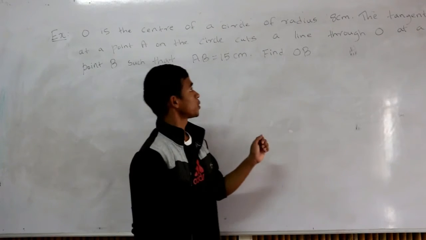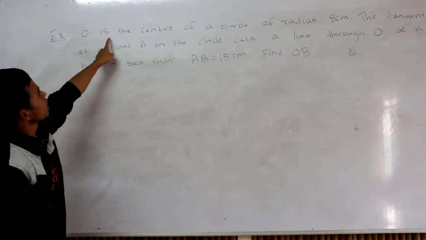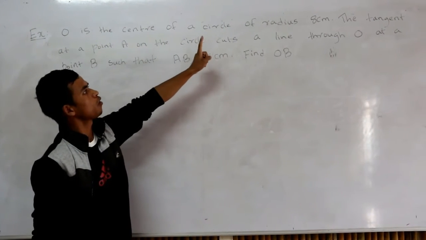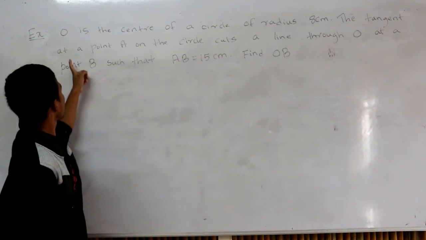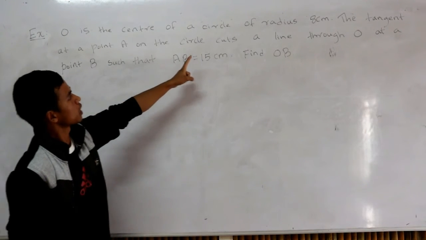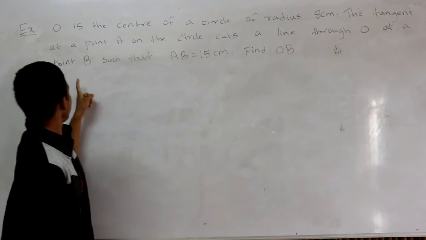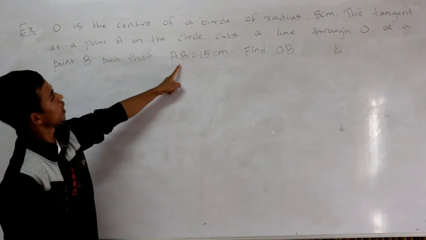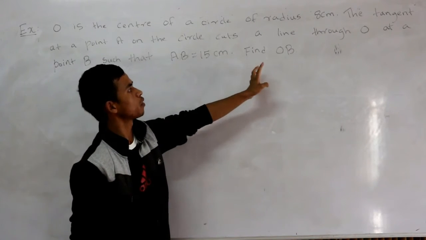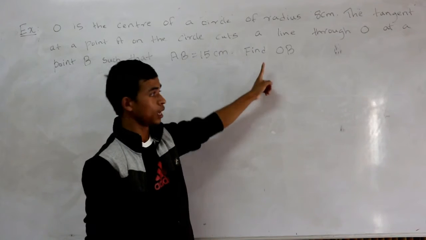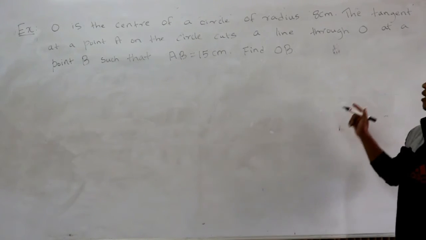Now let us do this one problem, which states that O is the center of a circle of radius 8 centimeters. The tangent at a point A on the circle cuts a line through O at a point B such that AB is 15 cm. We have to find OB. Now first of all, let us draw the diagram.